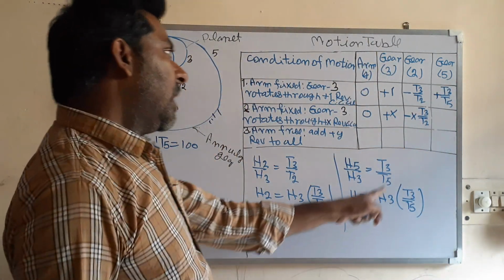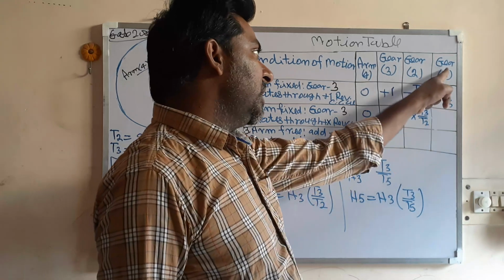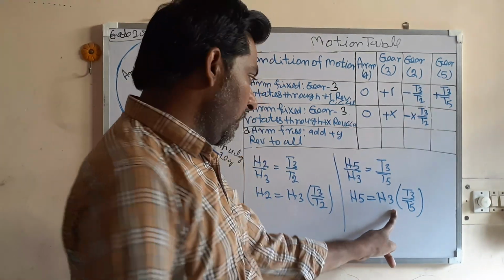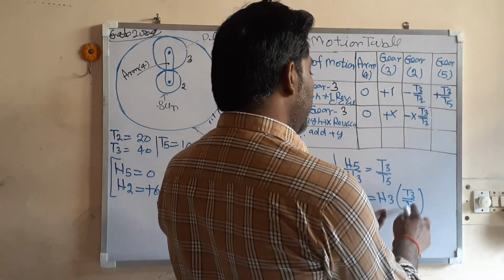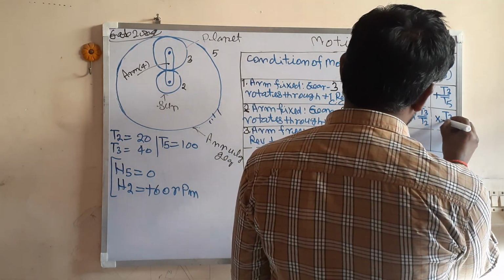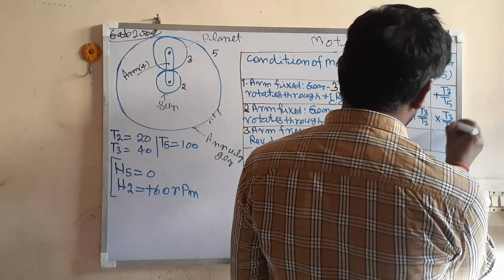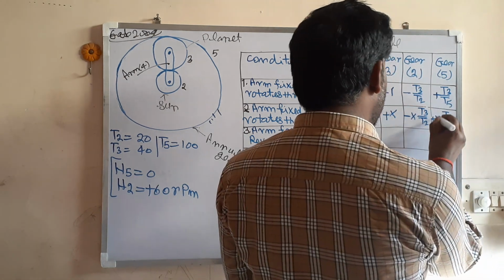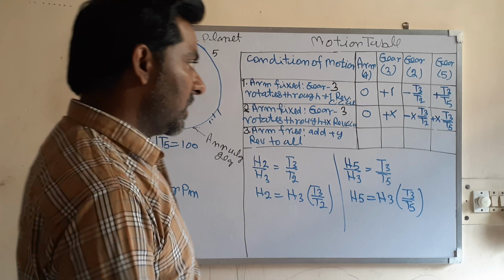Now if the speed of gear 3 is plus x, then what will be the speed of gear 5? It can be calculated from here. So this is x times T3 divided by T5, with a similar sign.